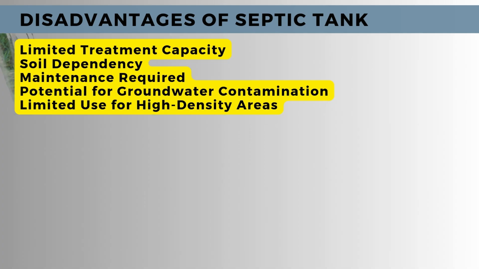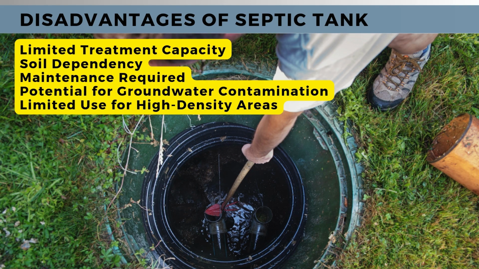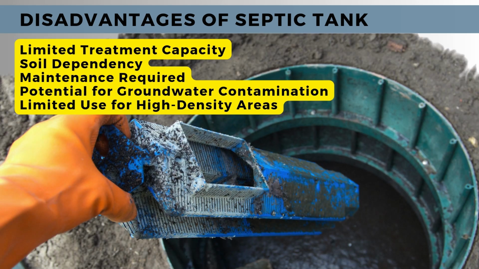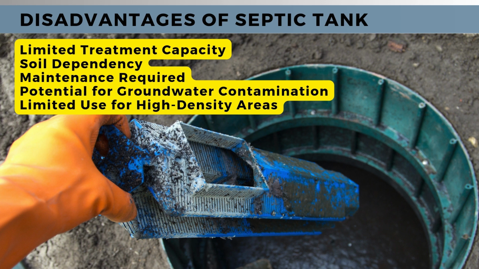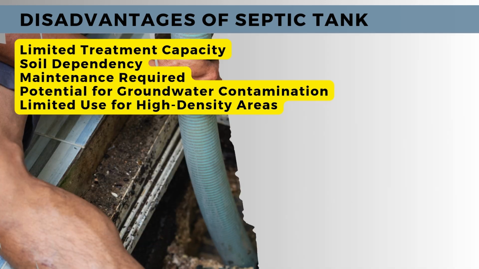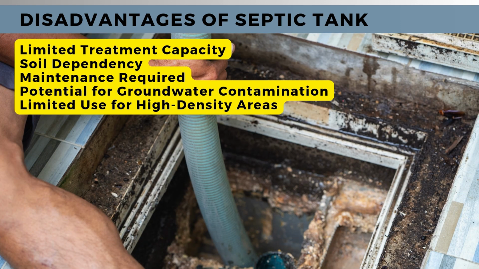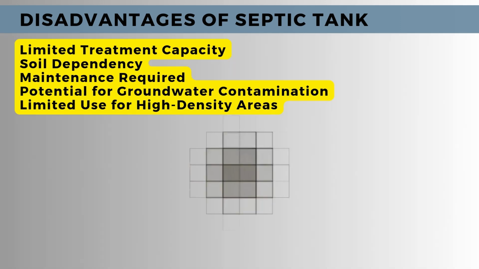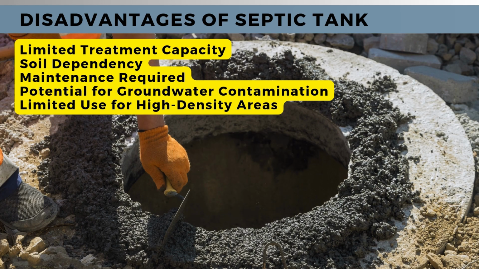Another disadvantage of septic tank is the maintenance required. Septic tanks require regular maintenance, including pumping out the tank every 3 to 5 years to prevent the buildup of sludge and scum. Neglecting maintenance can lead to system failure, expensive repairs, or environmental contamination.